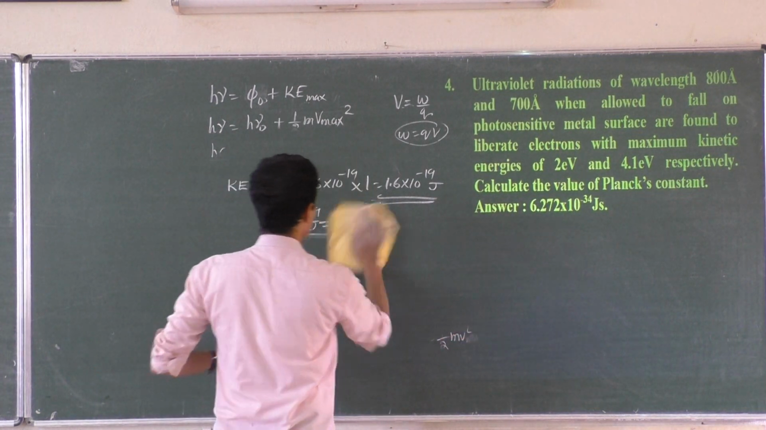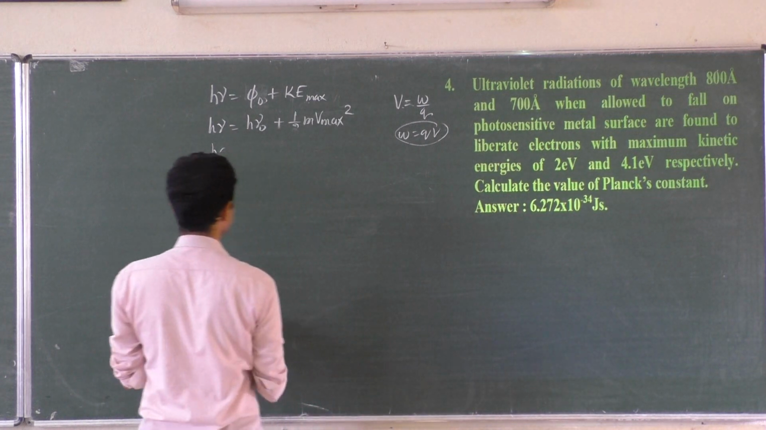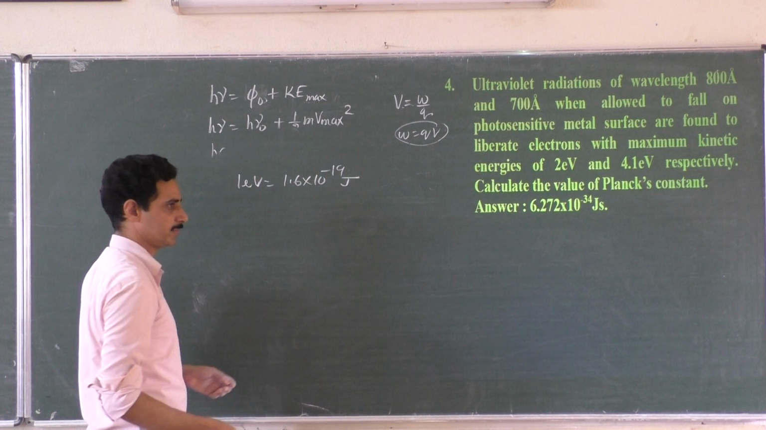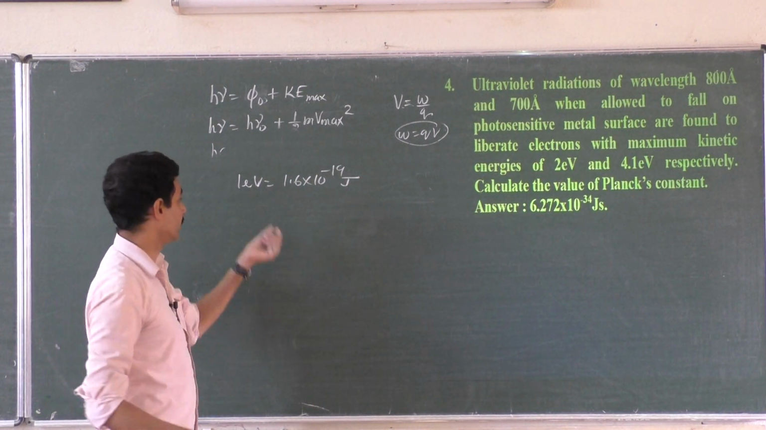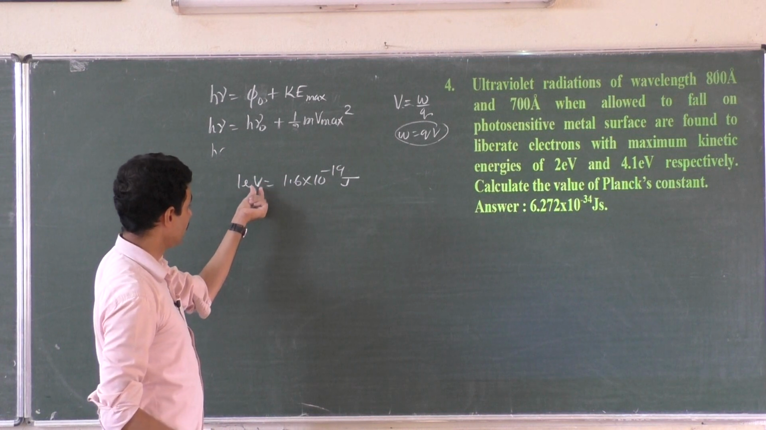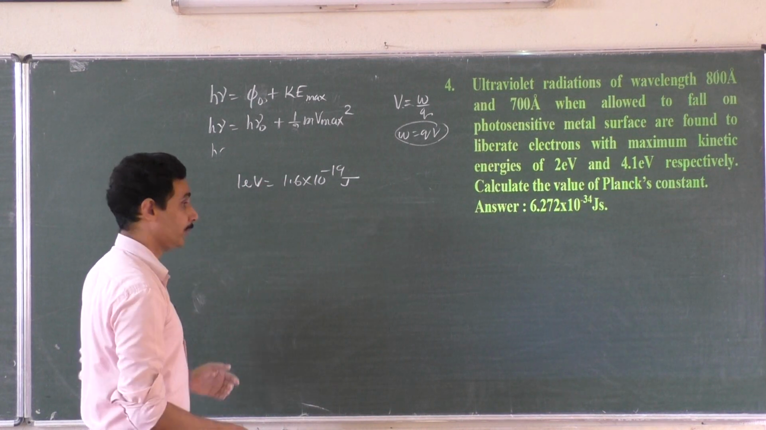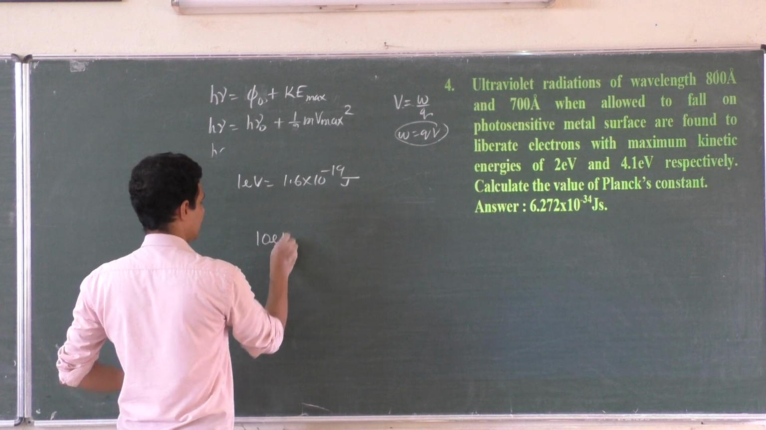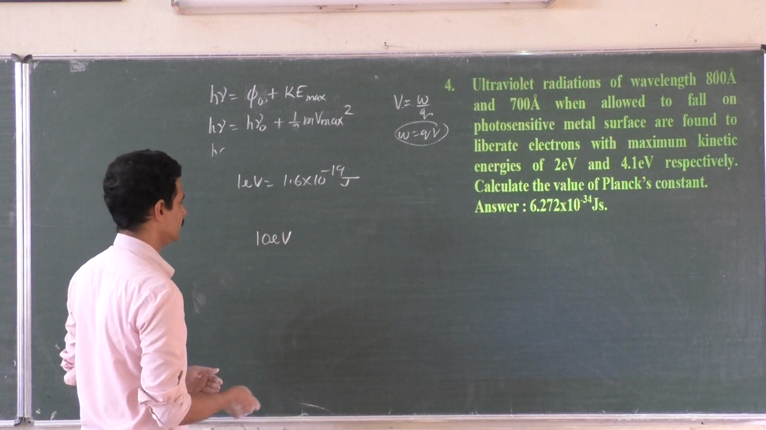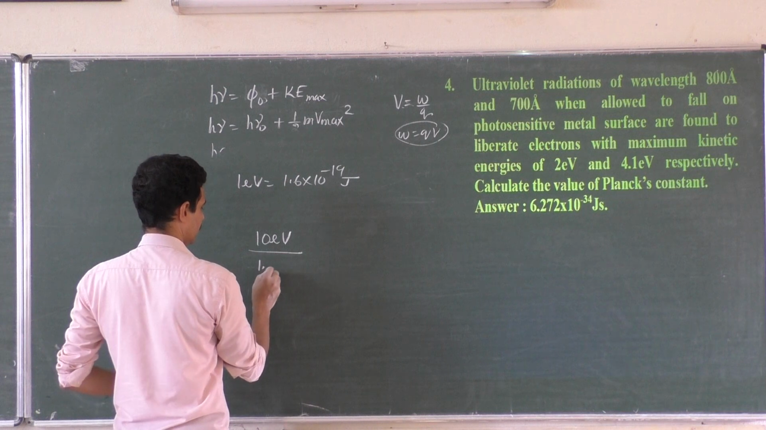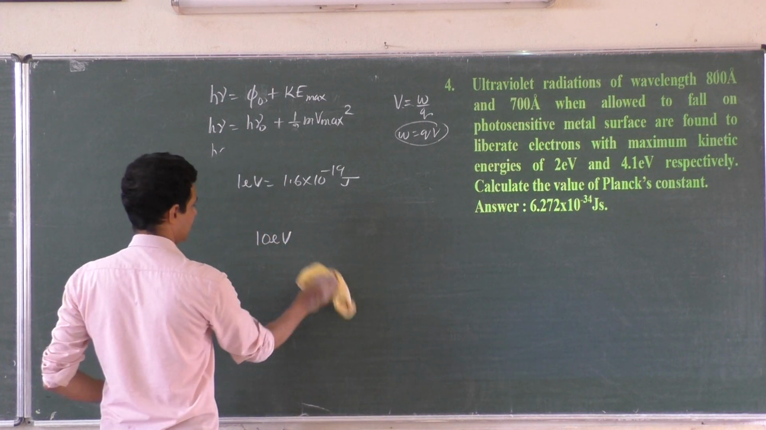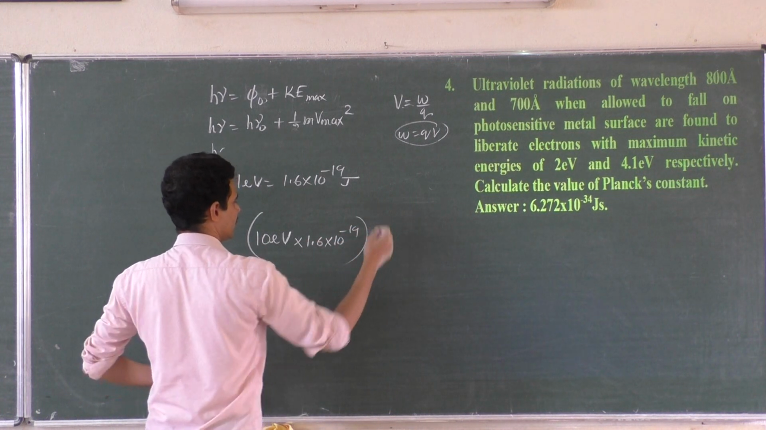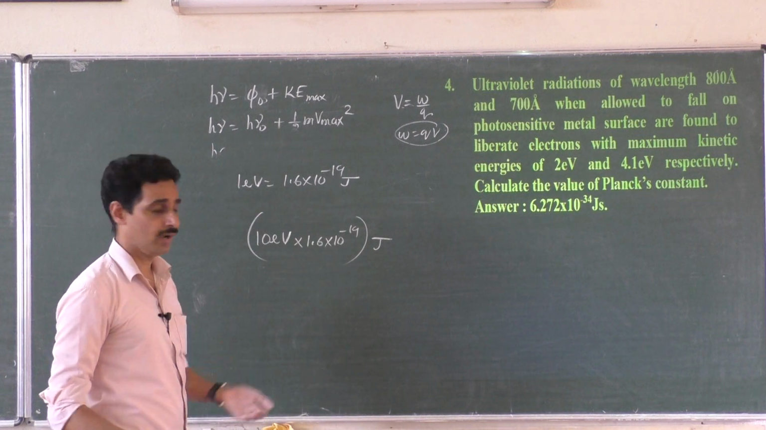So 1 electron volt is 1.6 into 10 to the power minus 19 joules, because 1 electron volt is the energy gained by the electron when it is accelerated through a potential difference of 1 volt. So 1 volt into charge of electron, this much. Suppose any energy is given in electron volt, how to convert it into joules? For example, an electron gains an energy of 10 electron volt. How to convert it into joules? Divided by 1, multiplied by 1.6 into 10 to the power minus 19. Whole thing becomes joules.